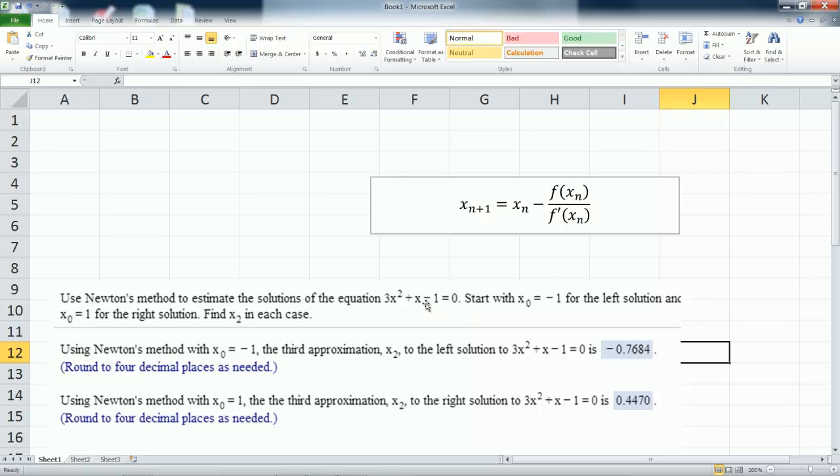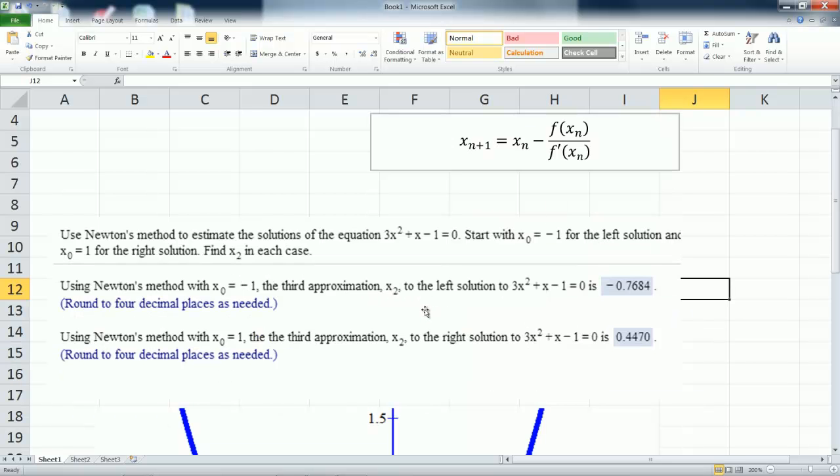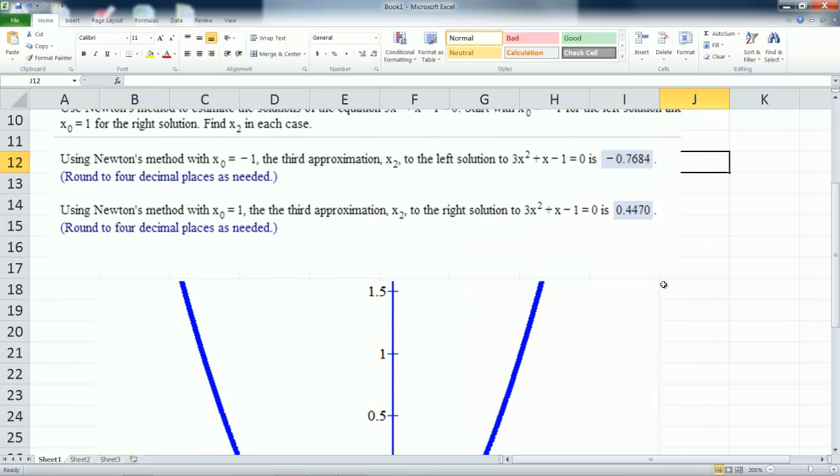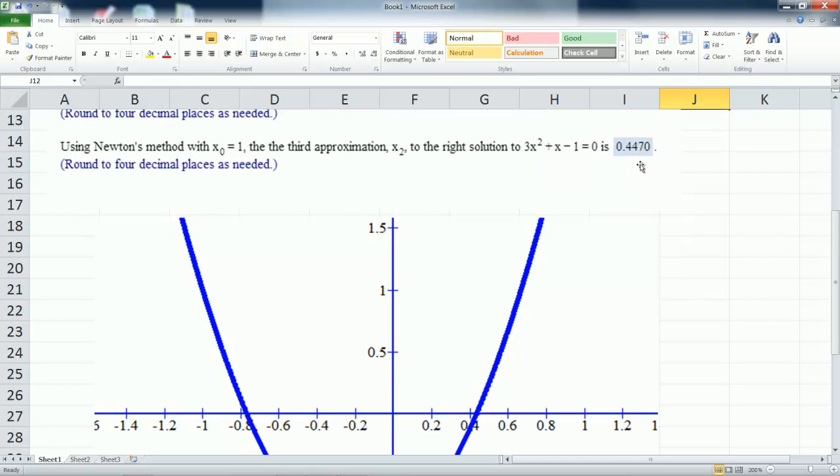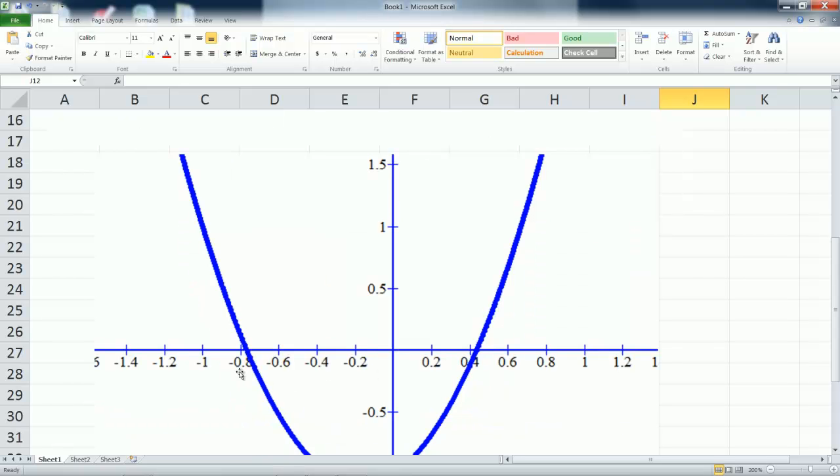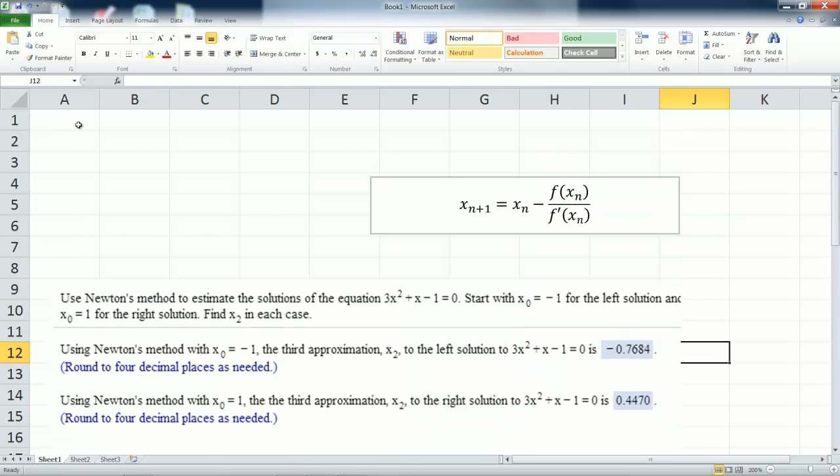And also, this 3x squared plus x minus 1, I go ahead and graph it. So this is about negative 0.8 and 0.44. So I can at least see by the graph when I answer it if that seems reasonable before I just go put something in that I got from Excel, just to make sure I did the formula right.